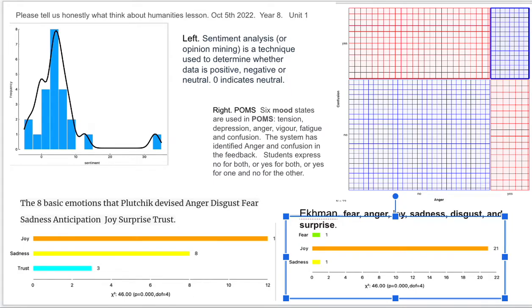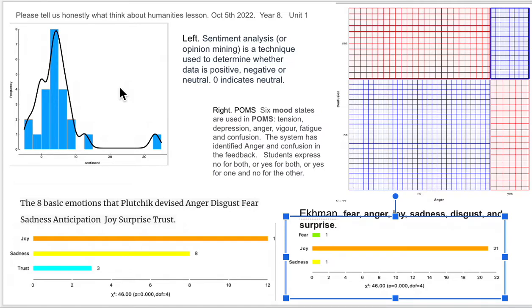I think it's the fourth one, but we look at text mining and identifying sentiment and emotions in student text generated for you on a Google form. So just a reminder, we asked the students the simple question, please tell us honestly what you think about the humanities lessons, and we collected these through a Google form, transformed the Google form into a CSV file and then put that CSV file into Orange data mining software.